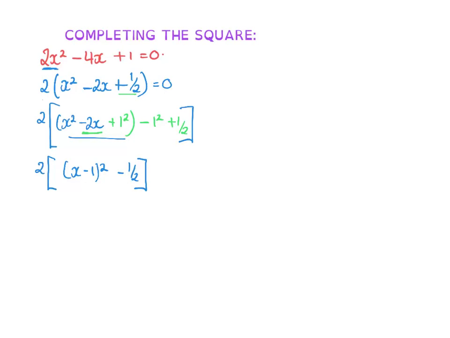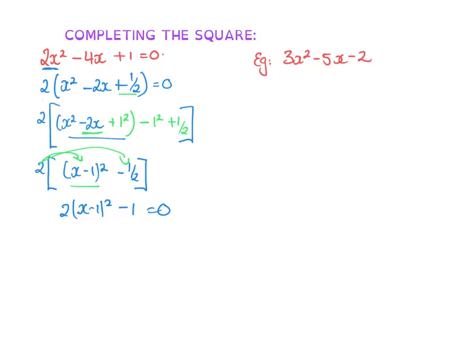Okay, now we fix up and we bring that 2 back in. So that 2 is like multiplying all the terms inside these brackets here. So you end up with 2 of the x minus 1 squared, and then 2 times negative a half will end up being negative 1 equals 0. So you've completed the square here now.